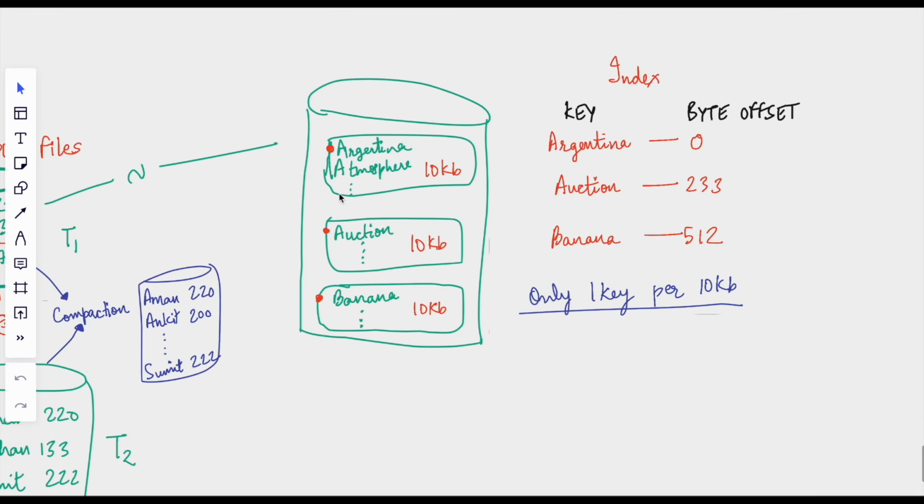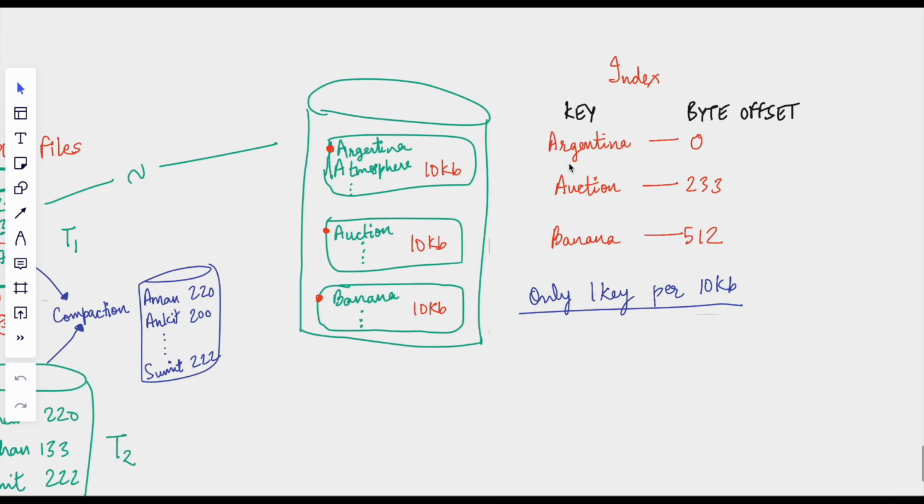So for each block of 10 kilobytes, you are having the byte offset to the starting of that block, right? So Argentina is 0. So this is the start of file. And you know that the 10 kilobyte block is over here. Then for the next block, you can see that auction is the key. And for that, this byte offset is pointing to the beginning of the next block, right?